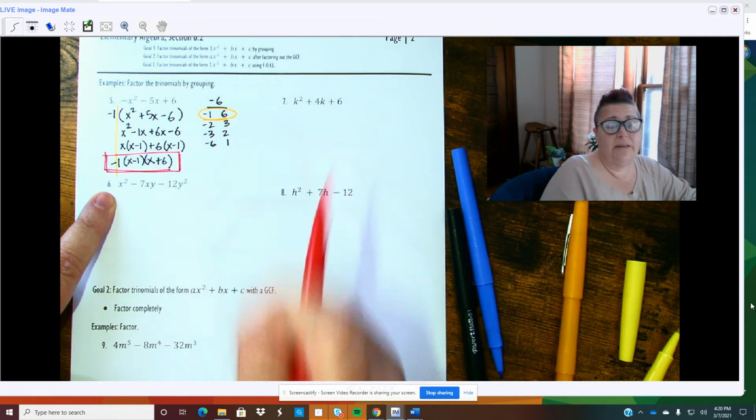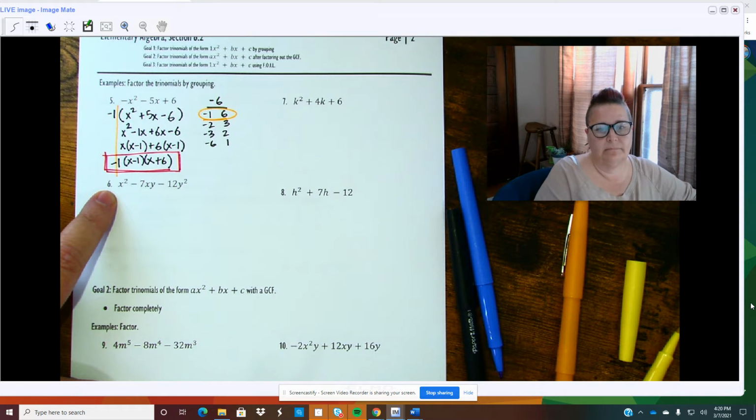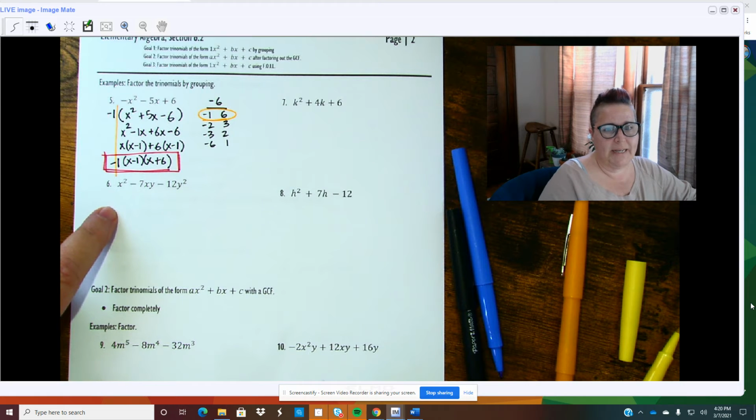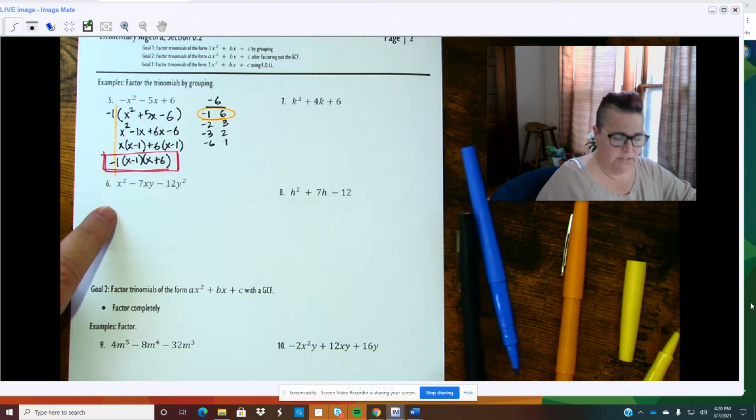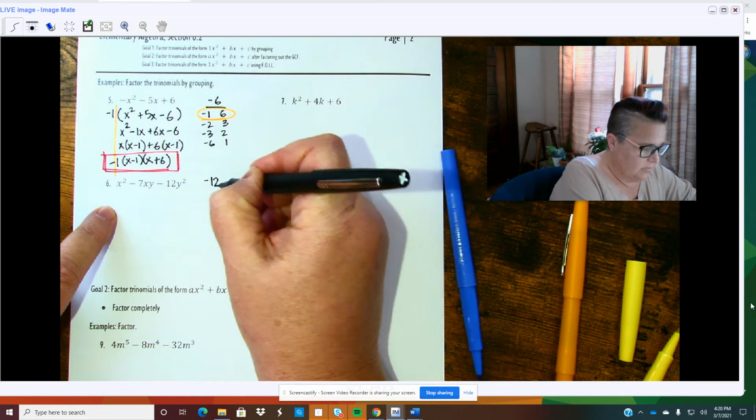And that gives me 3 factors for this trinomial, all because it led with a negative. All right, let's look at problem number 6. Problem number 6 is x squared minus 7xy minus 12. So I want the factors of a negative 12.